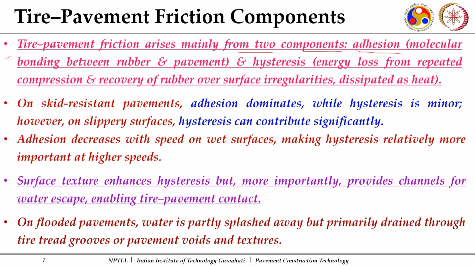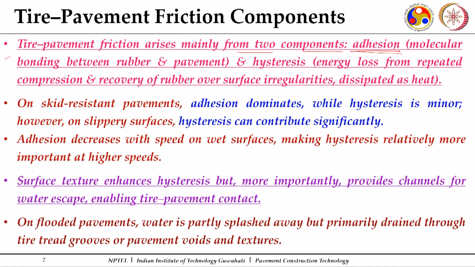One is the adhesion component, which is a molecular bonding or interlocking between the rubber and the pavement surface. So, this is one component which builds up the friction or the skid resistance, and we put this particular one under the heading of adhesion. And second is the hysteresis component, because this is energy loss from repeated compression and recovery of the tire rubber.